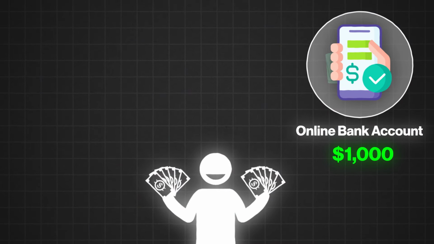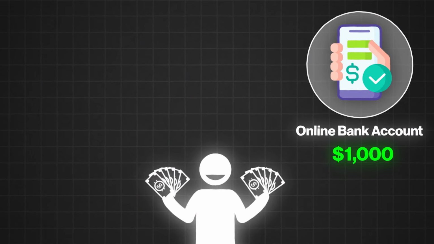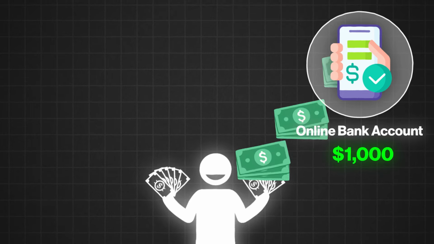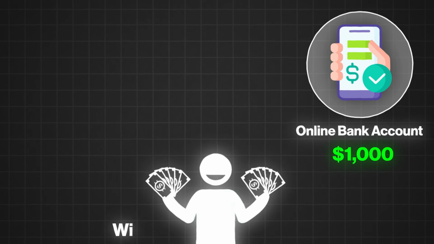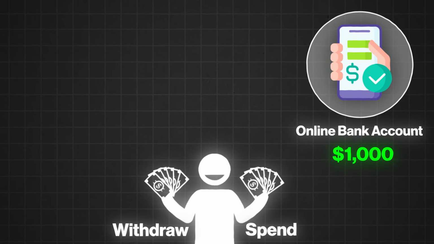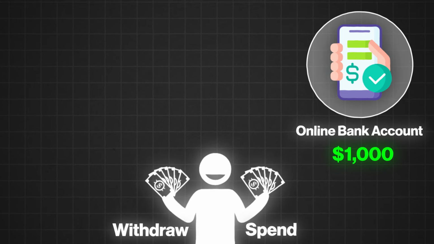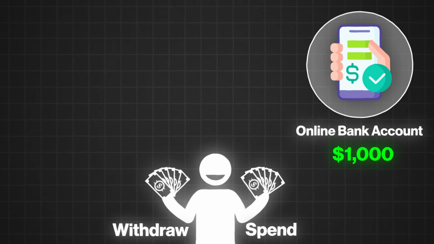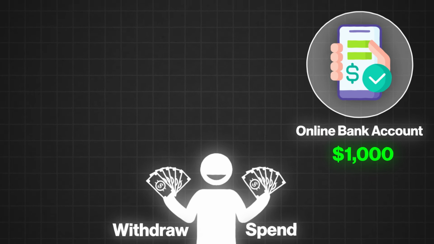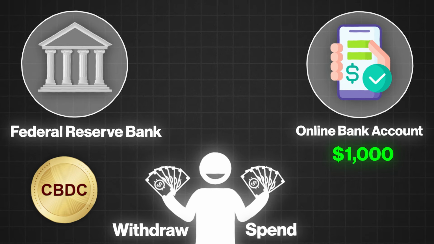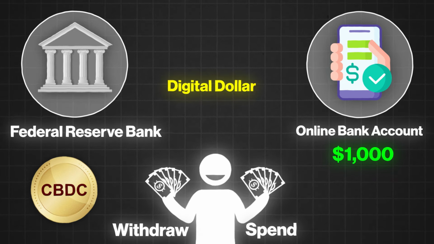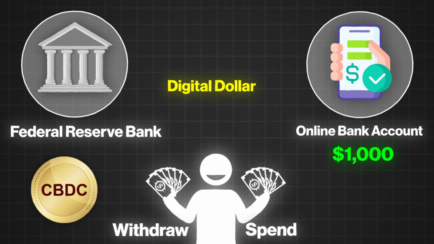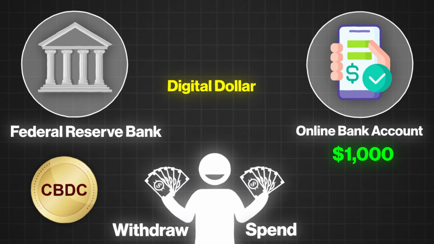Let's unpack this definition. When you put $1,000 into your online bank account, then the bank takes responsibility for giving you that money back when you want to withdraw it or spend it. That money is not the responsibility of the Federal Reserve, which is the central bank of the United States. But with a central bank digital currency, which is otherwise called digital dollar, the Federal Reserve is responsible for giving you back your money whenever you want to withdraw it or spend it.